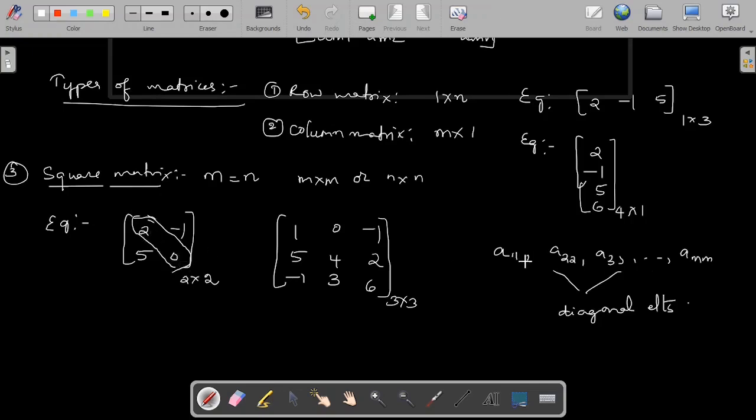Row index, column index same. So the element in the first row, first column, and the element in the second row, second column, are diagonal elements. Similarly here, the element in the first row, first column, second row, second column, third row, third column. Therefore, diagonal elements are 1, 4, 6. Only for a square matrix we have diagonal elements or the principal diagonal, which is also called the main diagonal.